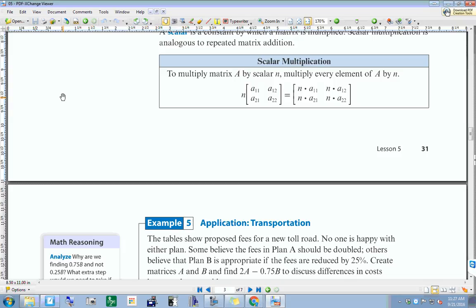Now, next one here, scalar multiplication. If you have a number out in front of it, everything gets multiplied by it. Just like if you had a set of parentheses, and I've got a number out in front of it, everything in the parentheses gets multiplied by it, right? Same idea here. If I've got a number out in front of the matrix, everything gets multiplied by it.